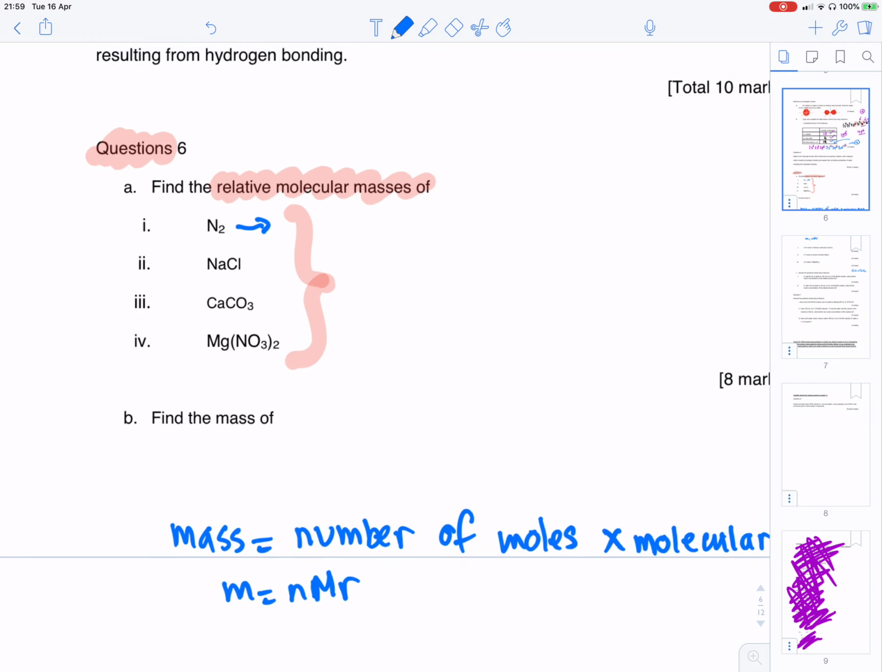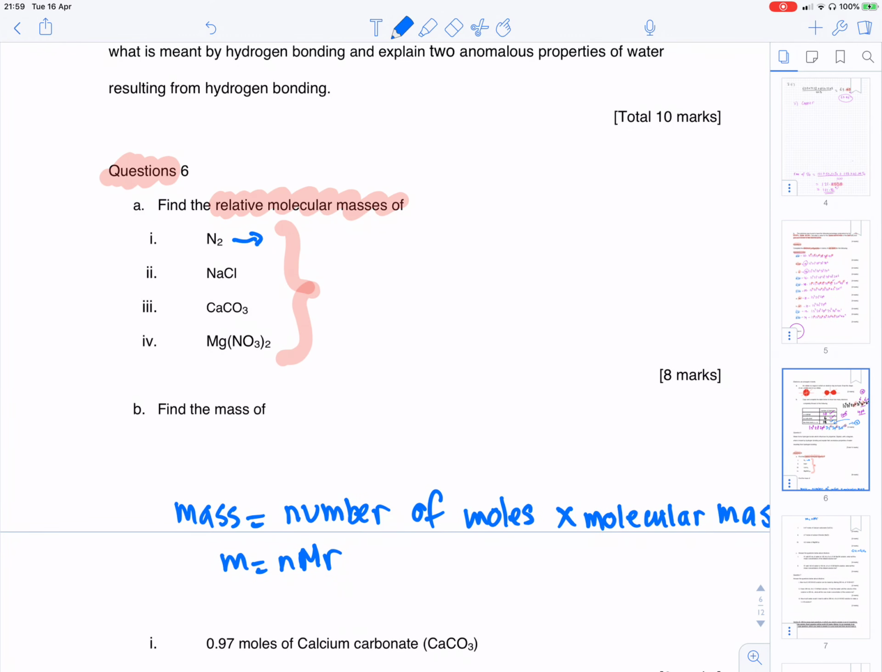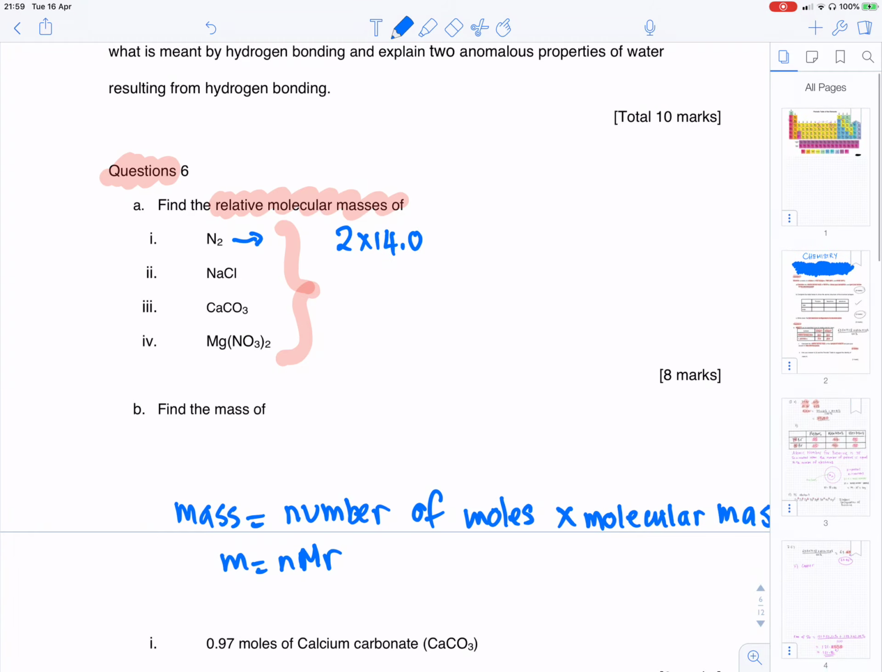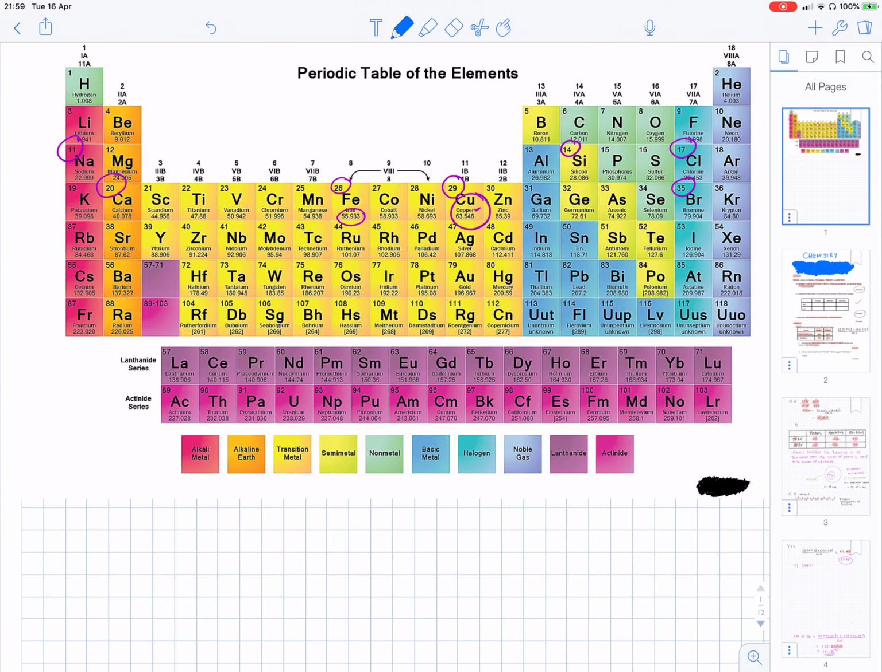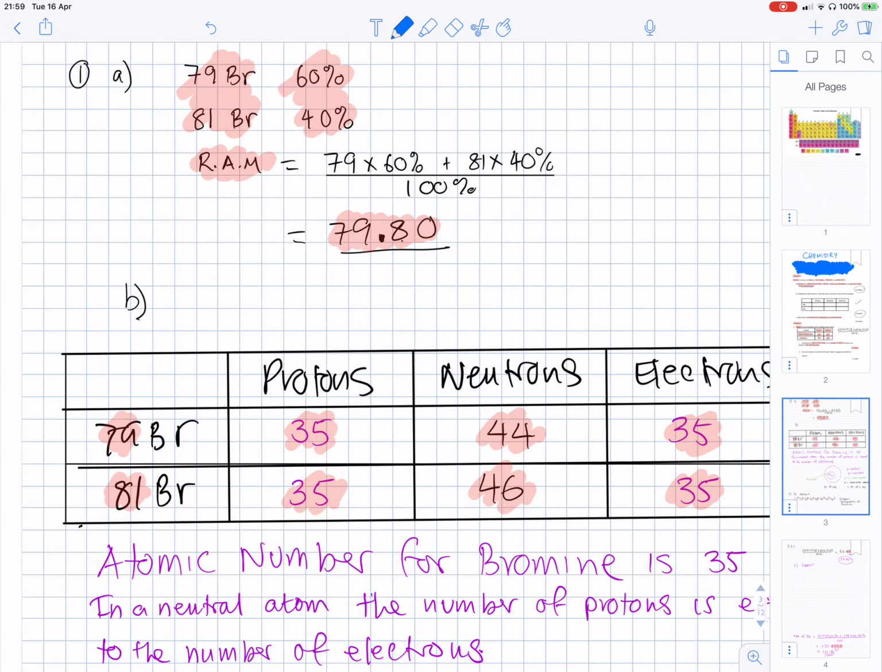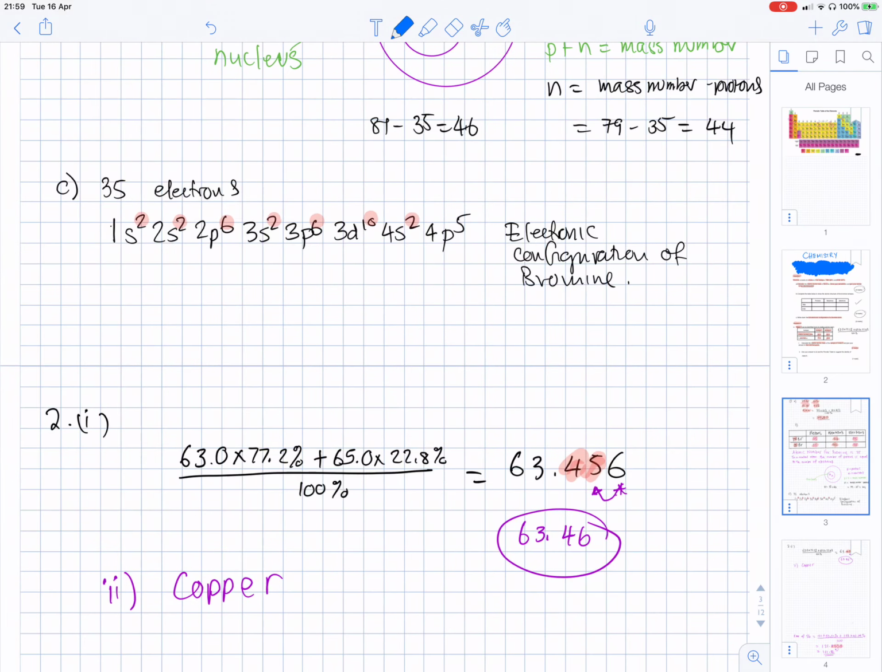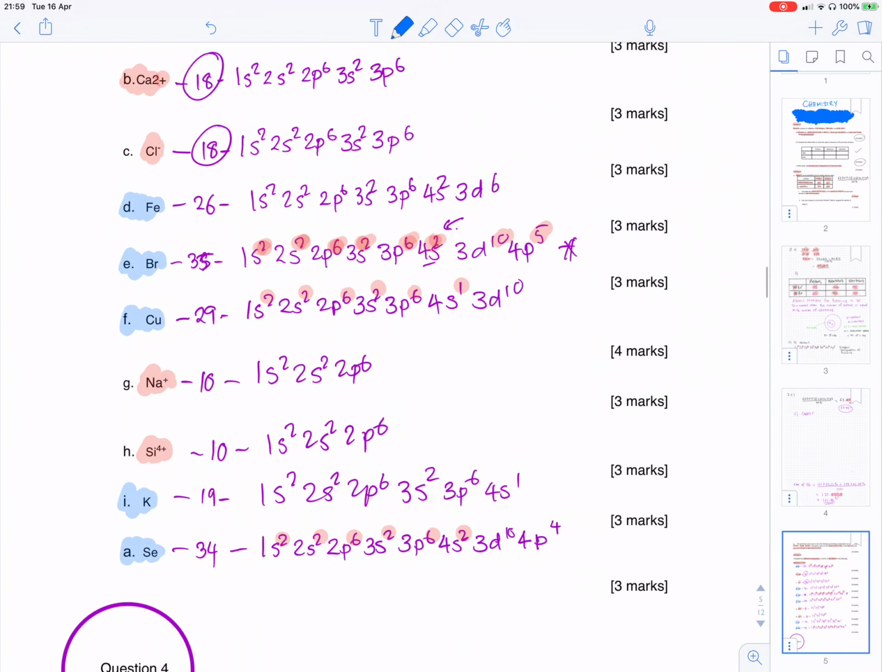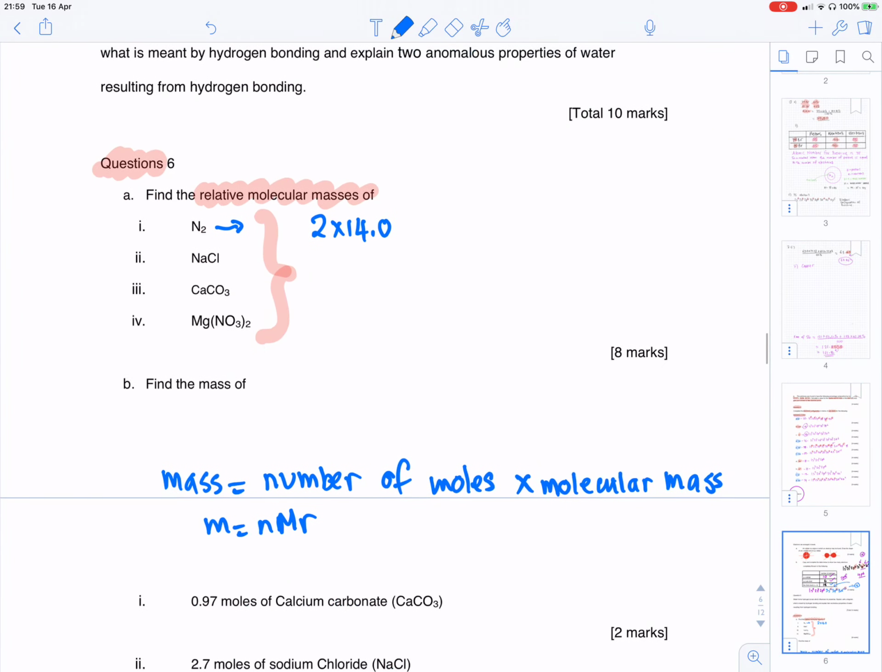There it is. So we're going to do, and there's two of them. So two nitrogens at 14.007. Yeah, it was 007. 14.007, which means we just multiply by 2 and you get 28.014. Okay, so that's the mass for nitrogen.